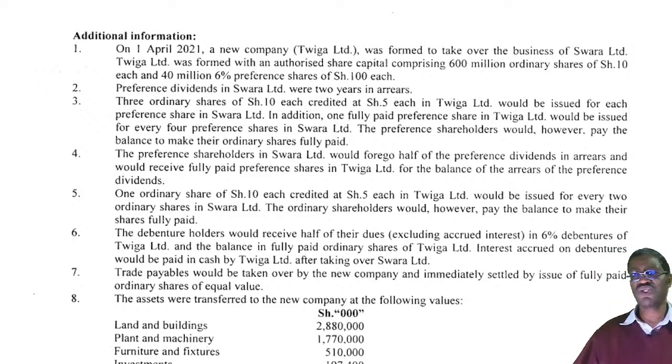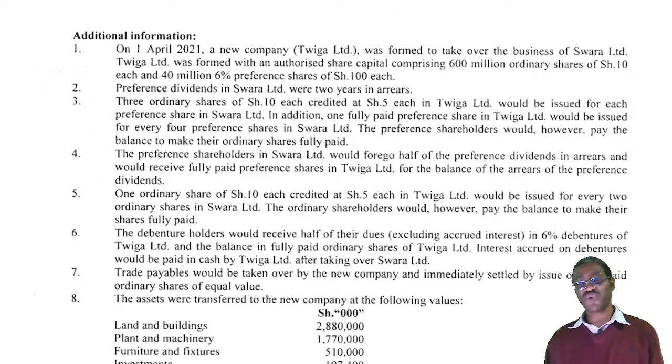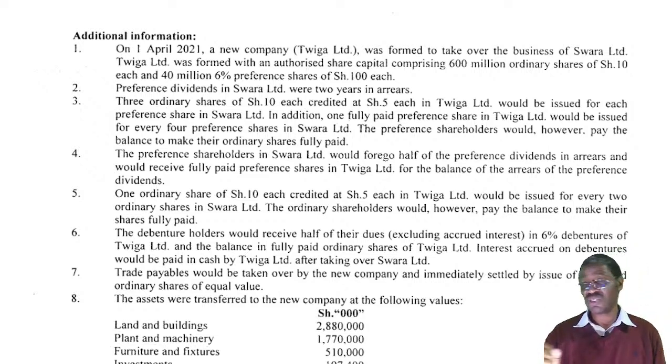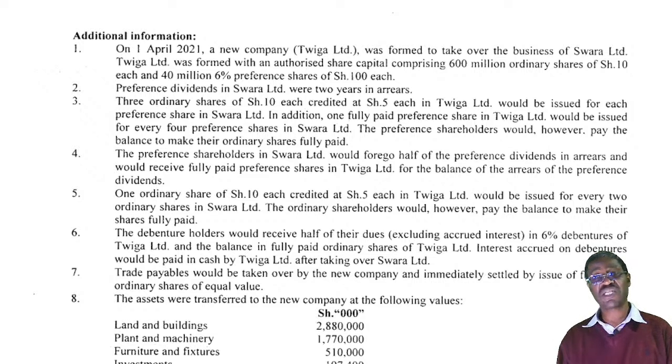Number one, I told you that is information for Twigger. It was authorized share capital, that they have an authorized share capital of 600 million ordinary shares of 10 each and 40 million preference shares of 100 each. That is just information, the amount of shares they have been authorized to issue. They have not issued yet, but they have been authorized to issue that. So you don't pass an entry. It's just there for information.